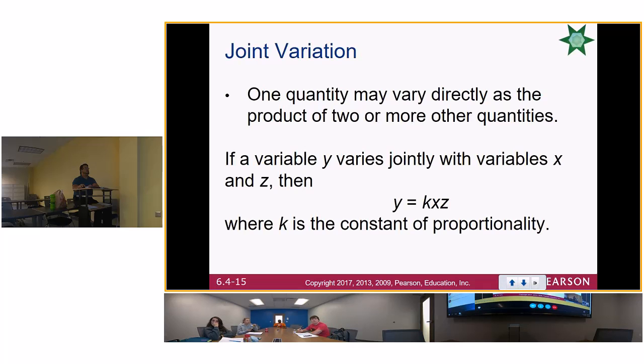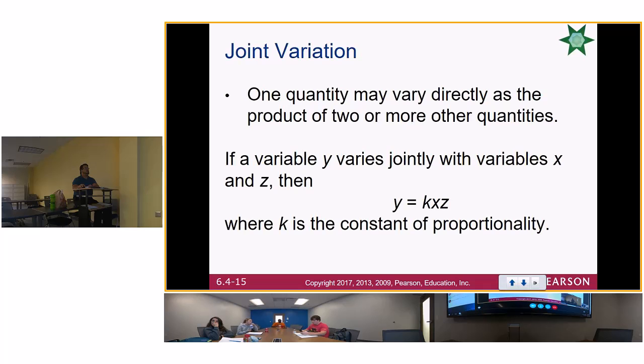Now again, they're going to give you the information. You don't have to really do anything. You just have to plug and chug. Sometimes they will give you K and you just plug it in and change the variables. Sometimes you will be given Y, X, and Z, and then you solve for K, put K back in, and then they'll give you more information. And we did a couple of those problems the other day with direct and inverse.